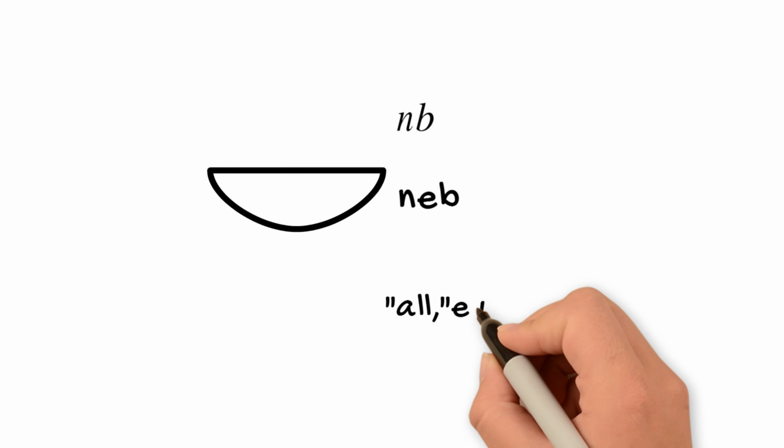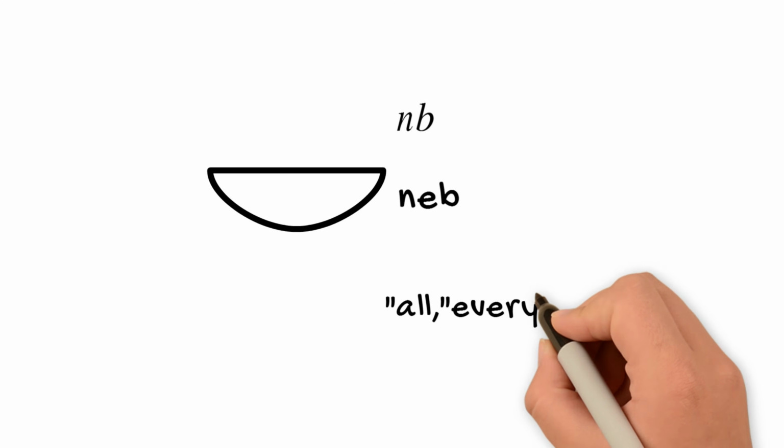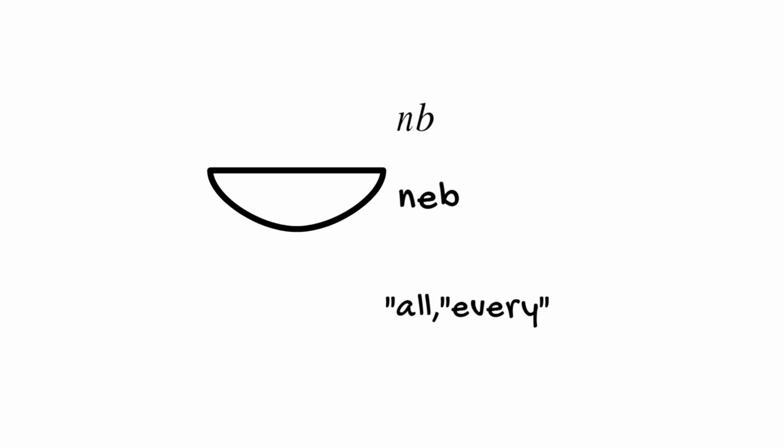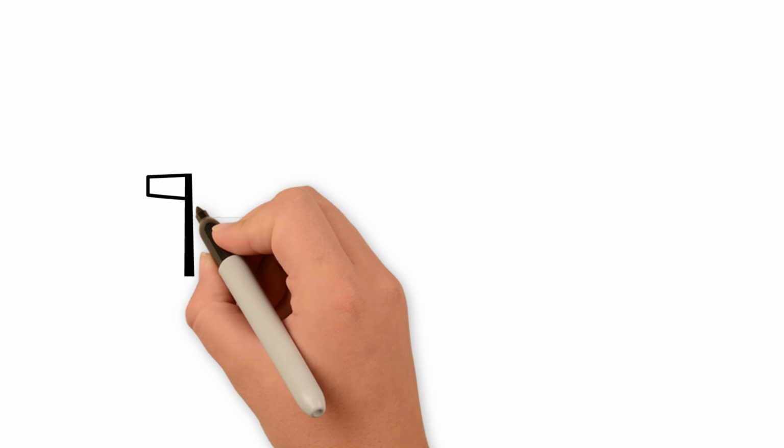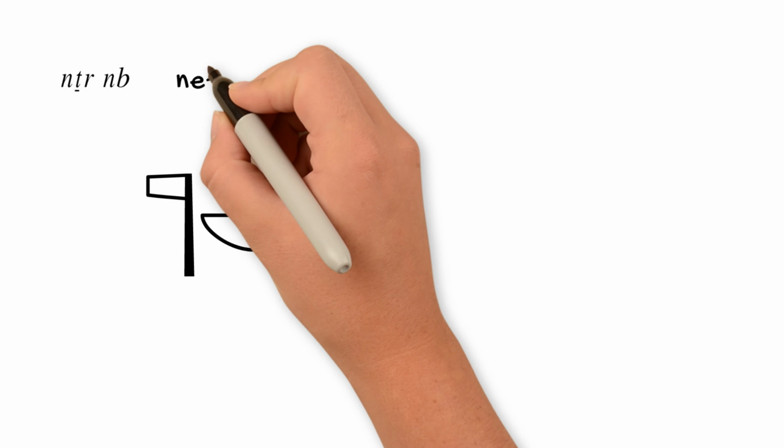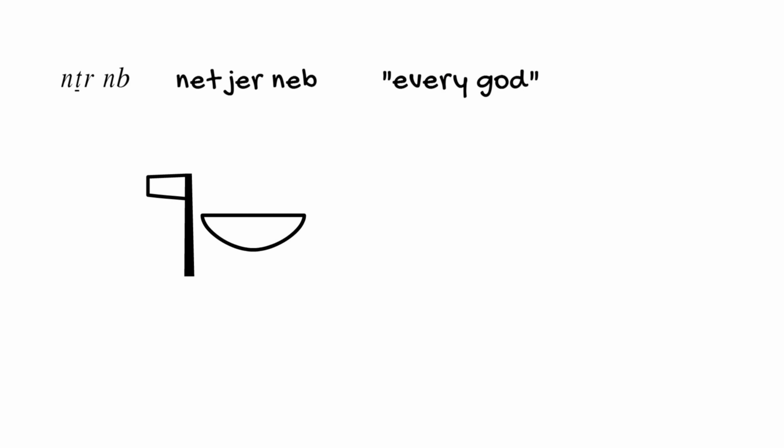So here are the two words you can write with this. Neb can mean all or every, and is used basically like what we would call an adjective, a descriptive word. So you could say, if we use some words that I've told you about before, every god, basically, if you wrote netjer neb, for example. That could be every god.